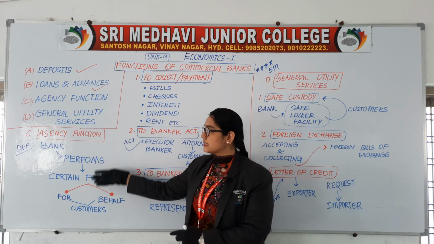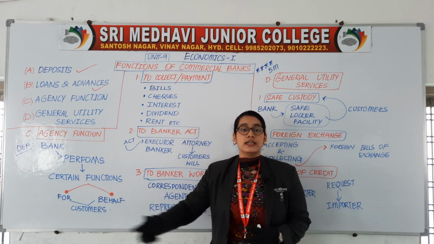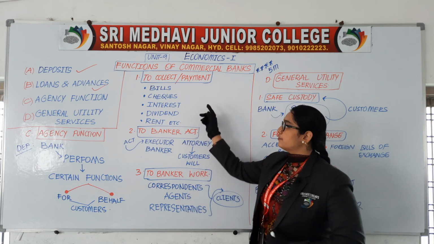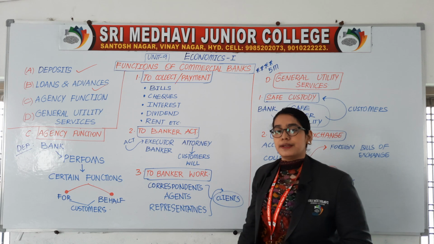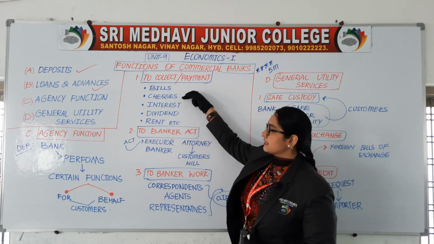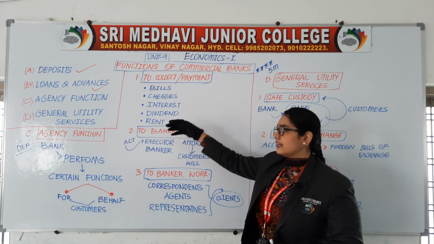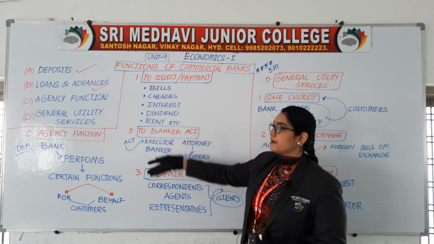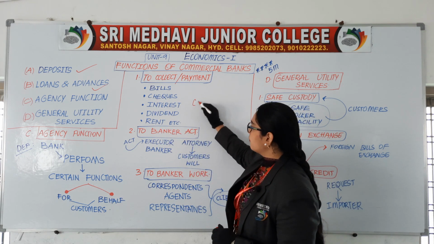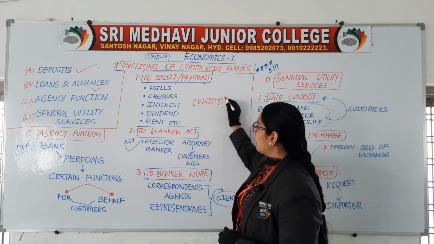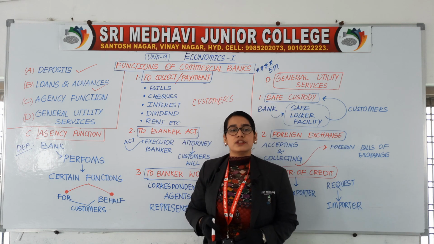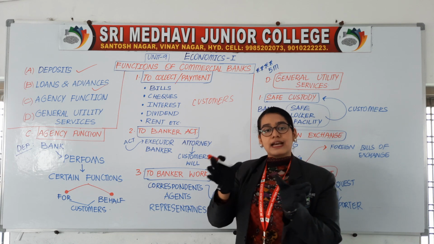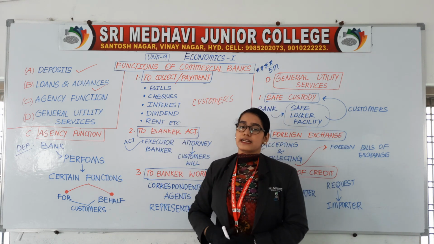So what are those functions which the bank is performing for the customers? Let us see. There are 3 functions which the bank is performing. First is to collect and to make payment. So banks will collect checks, bills, interest, dividend and rent, etc. It will collect them, as well as make payments on behalf of the customers. Might be you are not used to these terms like dividend, interest, etc., but once you go through the accountancy subject, you will easily understand these terms.